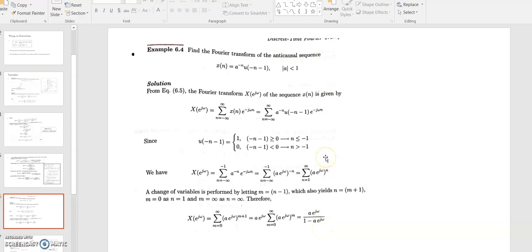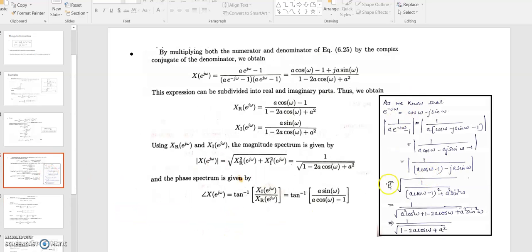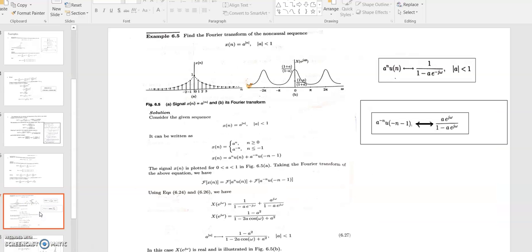Here we have not calculated the magnitude spectrum, but if you want to calculate it, you can go with the same procedure that we have discussed here, right? Now come to the next example.